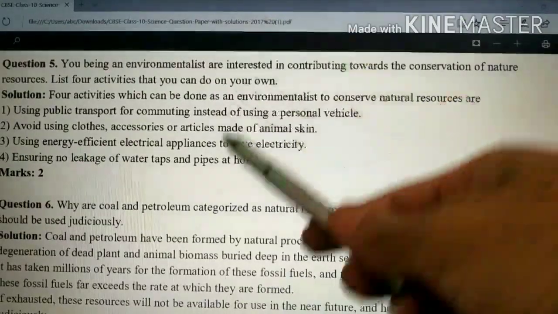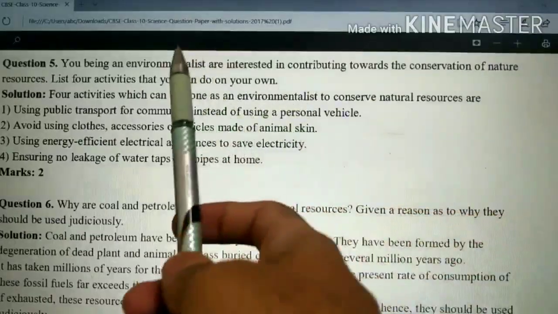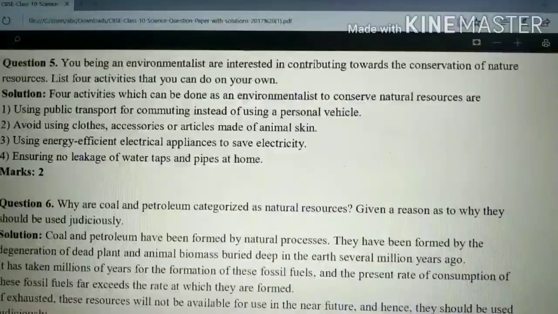So that is some four activities. There are other activities too, you can write any others also. That will make you an environmentalist, and that is good for the conservation of nature. So that is the next question, question number 6.